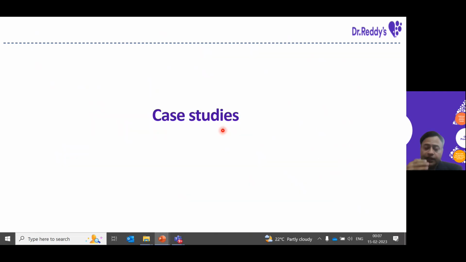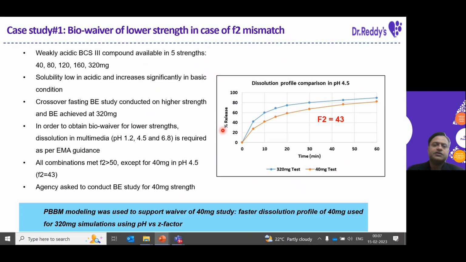So now we have talked in general about modeling and how to develop the model. Now I will walk you through some of the case studies which have been successfully submitted or are under review with different regulatory agencies. The first case study I'm going to talk about is for a biowaiver of a lower strength of a product where there was an F2 mismatch.